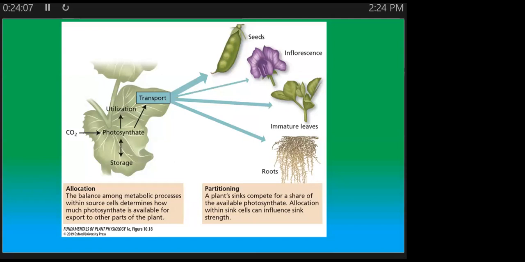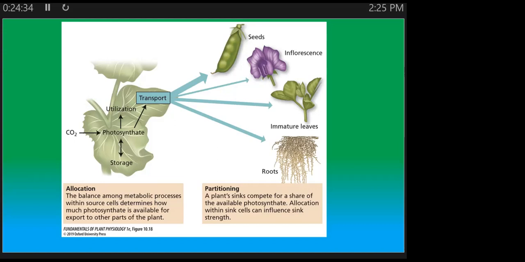But they are trying to find ways to manipulate that so that you can ramp up the production of what you want from that plant, whether it be peas in a pod or apples or whatever. So what they're showing here, I thought this was a nice visual because it clearly shows the difference between allocation versus partitioning in the true plant physiology sense of the definitions.